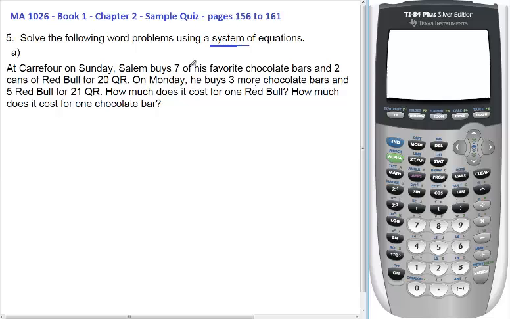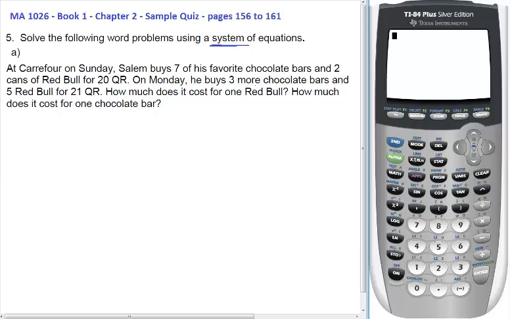At Carrefour on Sunday, Salom buys 7 of his favorite chocolate bars and 2 cans of Red Bull for 20 reals. On Monday, he buys 3 more chocolate bars and 5 Red Bull for 21 reals. How much does it cost for 1 Red Bull? How much does it cost for 1 chocolate bar?